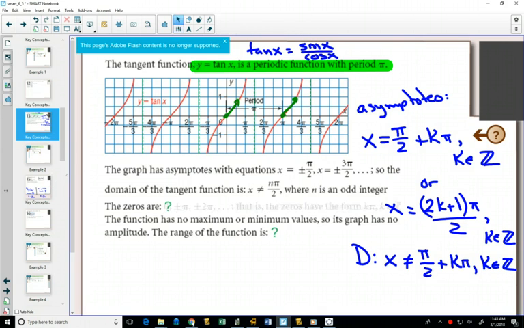The zeros of tan are the same as the zeros of sine. Because wherever your numerator is equal to 0, tan will equal 0. So the zeros are all positive or negative multiples of pi. It has no minimum or no maximum, so its range is everything.